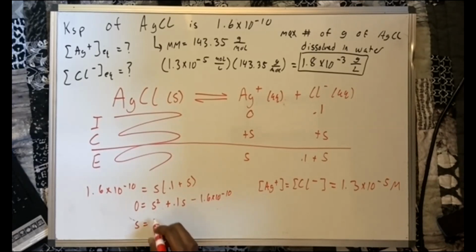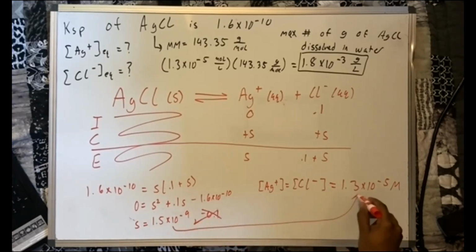Okay, so I get S equals 1.5 times 10 to the negative 9. And then the other one is like negative 0.1. Right, ignore that one. Okay, so that's our new S. See, a lot smaller than that one. You see? Cool.